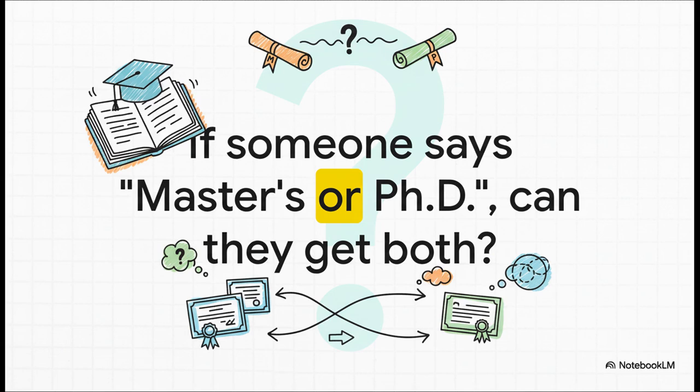Imagine someone tells you, "I'm going to get a master's degree or a PhD." What do they actually mean? Could they get a master's? Sure. A PhD? Yep. But what about both? In normal conversation, it's kind of fuzzy, right?